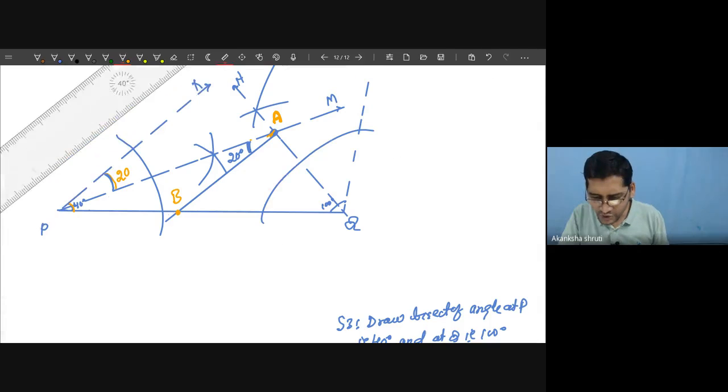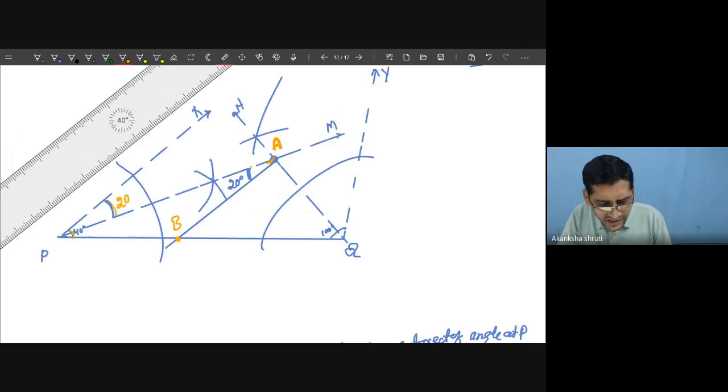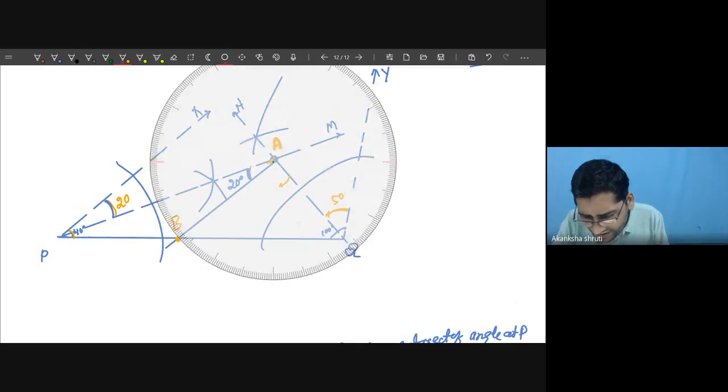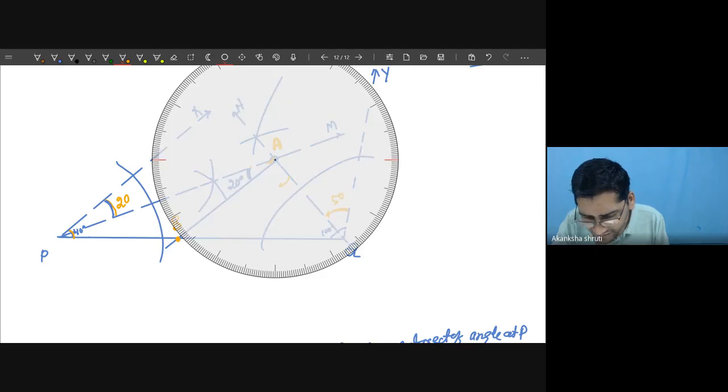Similarly, for C, what we need to draw? We have to draw the 50 degree now. Whatever this angle, 50 degree here. This 50 degree you have to draw from here in downward direction. So try to draw it in downward direction by placing your protractor on the line of AQ. So let me take the protractor, place it on the line of AQ. So this is my center. Now I have to make the angle from this point.